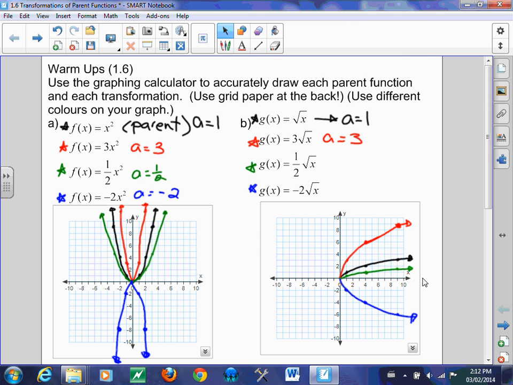Taking a look at g of x in the green, A in this case equals 1/2. What does that mean? It means it's been flattened like a pancake, so it's half the height of the parent function. All right, and lastly, looking at g of x, A equals -2. The negative part tells us it reflects over the x-axis, and the 2 tells us that it's twice as stretched out in the vertical sense than the parent function.